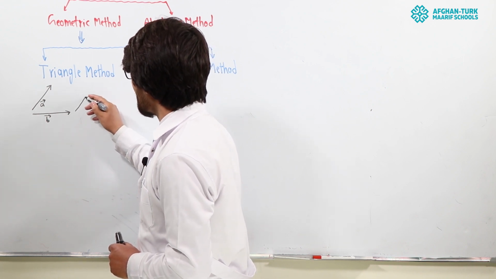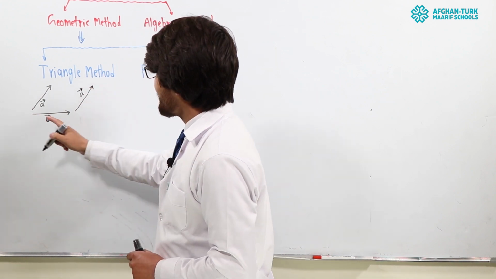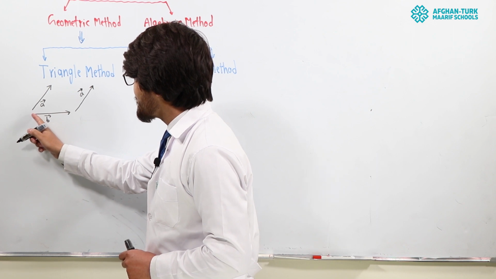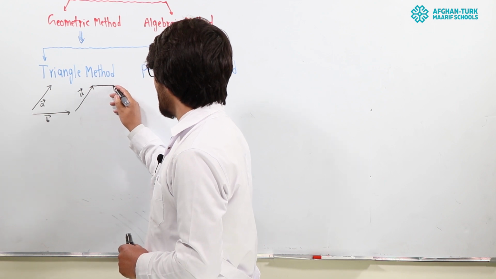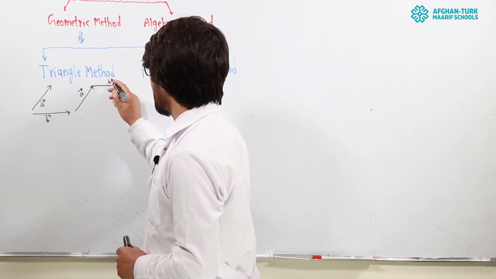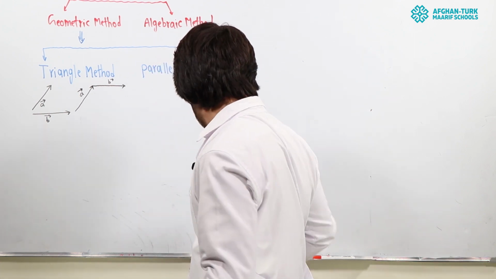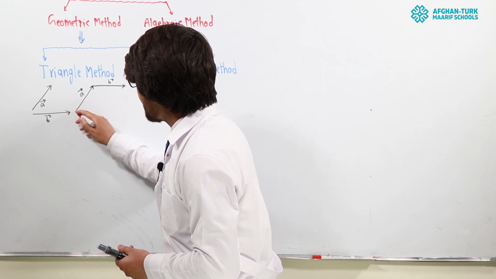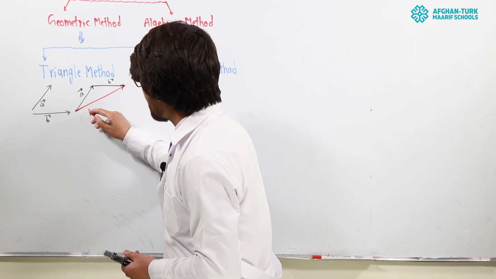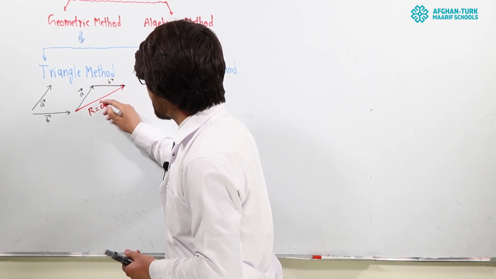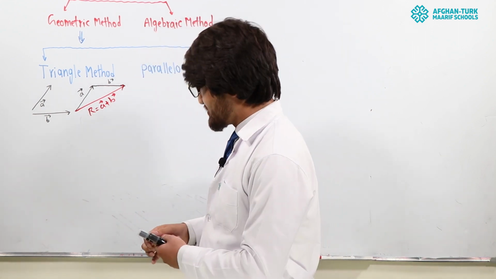Okay, we carry vector A to a new place, and then we join the starting point of vector B to the end of vector A. And then we connect the starting point of vector A to the end of vector B. This is the resultant of vector A and vector B. This method is called the triangle method.